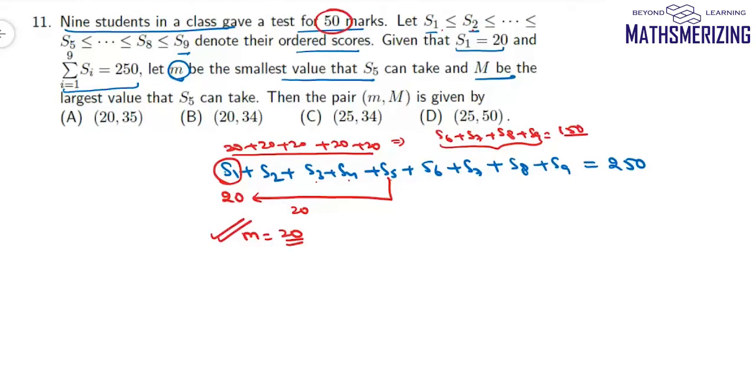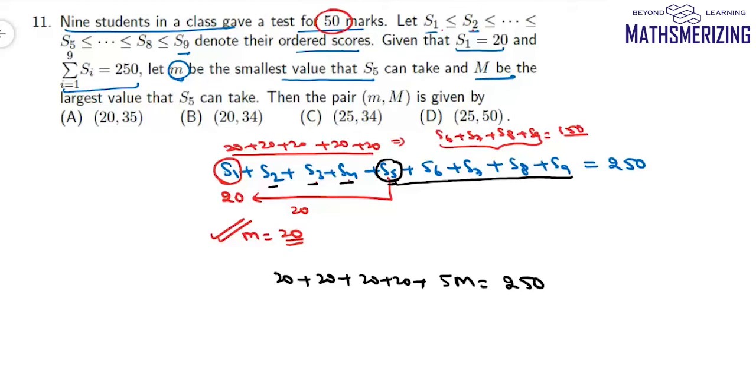Now what is the maximum possible value for S5? We know that S1 starts with 20, and if these numbers take the minimum value possible, which is 20 plus 20 plus 20, and then all the remaining numbers take the same value as that of S5, which is M, so which is 5M, then S5 will take its maximum value. Now we need to check whether such a condition is possible. So I'll write 5M equals 250 minus 80.